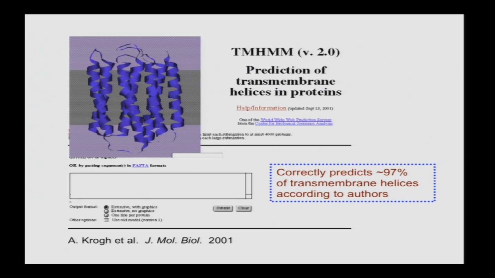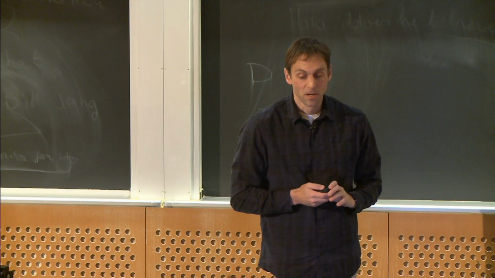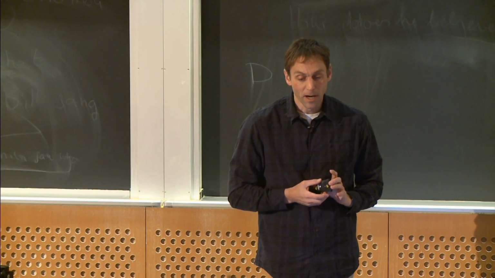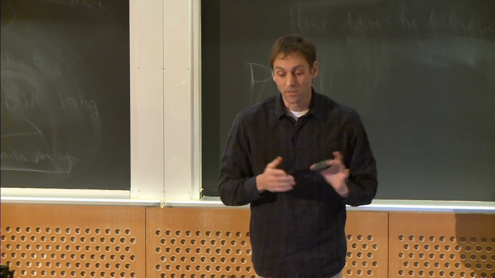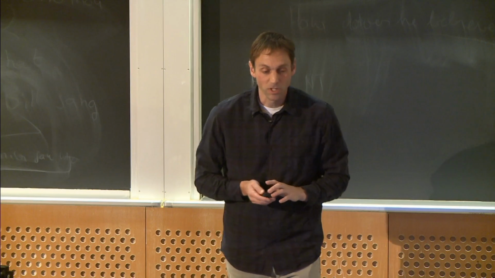And so you want to predict whether the protein has transmembrane helices and what their orientation is. That is, proteins can have their N-terminus either inside the cell or outside the cell. And then, of course, where exactly those helices are. This program has about a 97% accuracy, according to the author. So it works very well.